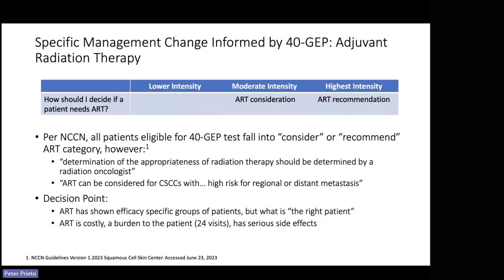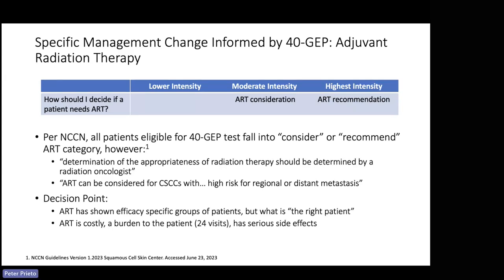And as a last example, something we use very commonly, or sometimes all too commonly, in the adjuvant setting for cutaneous SCC, and that's radiation therapy. Per NCCN, all eligible patients for 40 GEP test fall into either consider or recommend adjuvant radiotherapy category. However, again, there's a broad direction and only from the NCCN guidelines on who to treat. We are not able to treat all patients who can be considered for ART with this modality because perhaps we would treat too many patients.